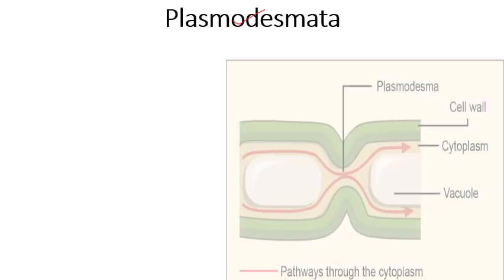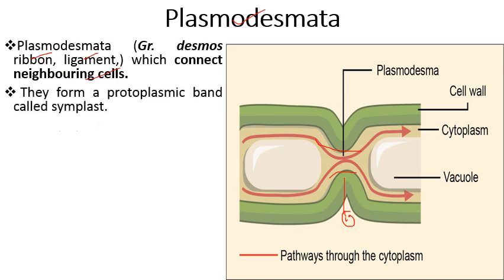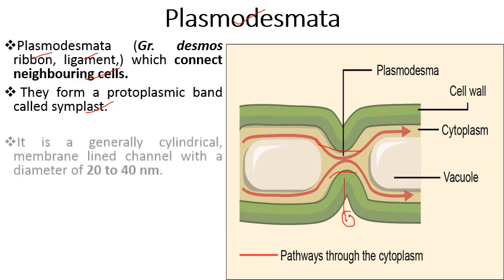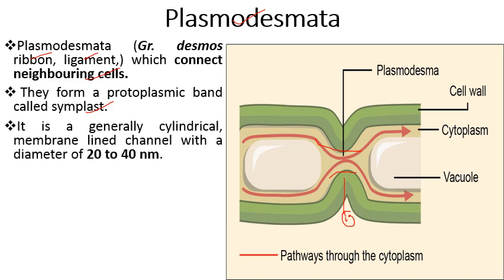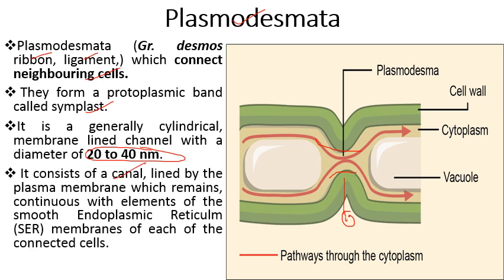Next comes plasmodesmata. So desmos word का मतलब होता है ribbon और ligament, और ये connect करता है neighboring cells को. So इसका जो primary objective है, this is a cytoplasmic connection between two cells, और ये बनता है जहाँ पे primary cell wall की deposition कम होती है, जिन्हें बोलते हैं pit fields. So they form a protoplasmic band called symplast, and it is generally a cylindrical membrane-lined channel with a diameter of 20 to 40 nanometers, and it consists of a canal lined by plasma membrane which remains continuous with elements of smooth endoplasmic reticulum, membranes of each connected cell.